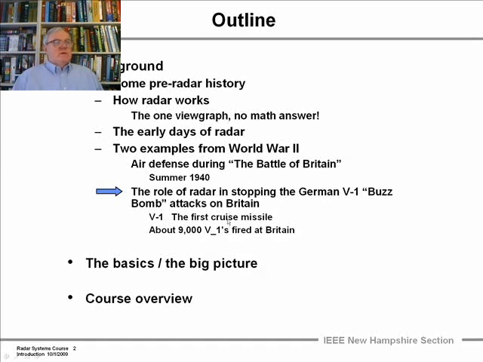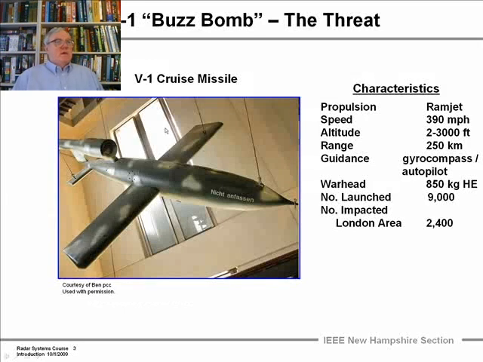And it has to do with the first cruise missiles that were ever developed in the world, called the V-1, or buzz bombs. Here's a picture of the buzz bomb. Let's look at what the threat was from this. It was an unmanned cruise missile. Its propulsion system was a ramjet located here in the back. It was guided by a gyro compass autopilot. It had a range of 250 kilometers, and it had about a ton of high explosive warhead. And the Germans launched about 9,000 of these in the mid to late 40s.